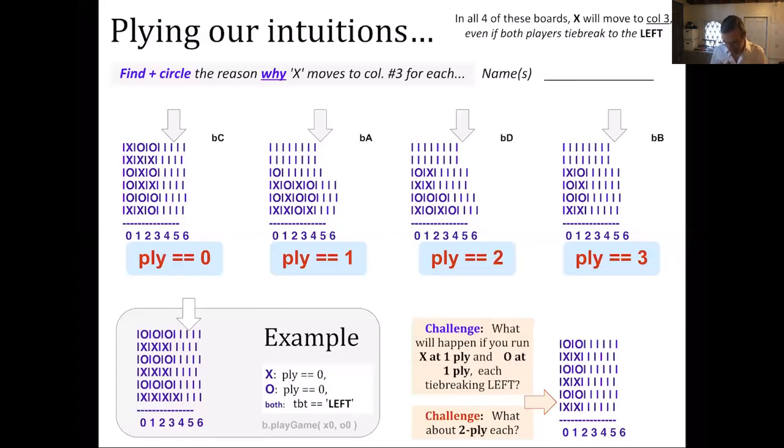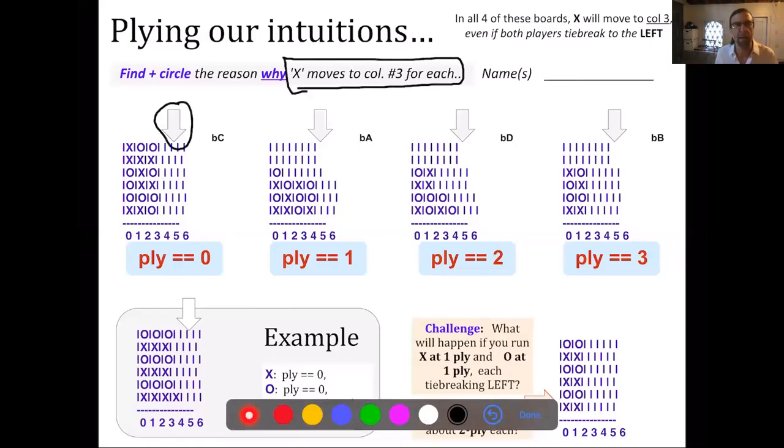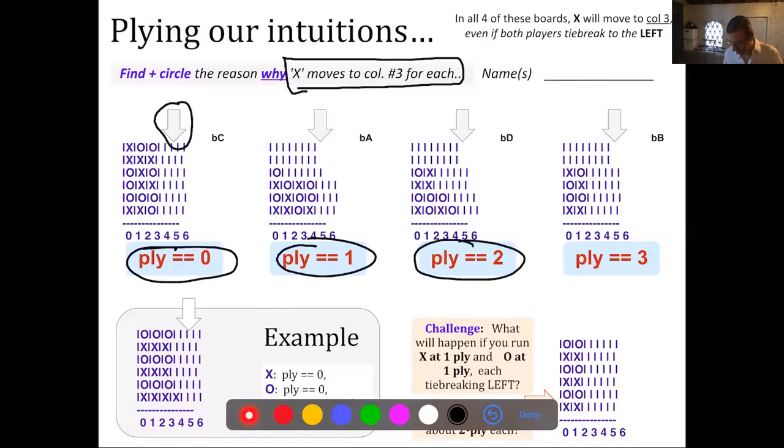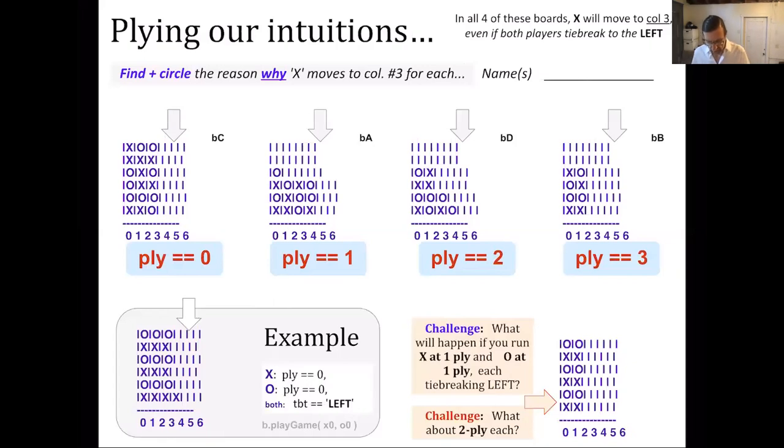What you're supposed to do in this quiz is stare at each of these boards, and you're being told that in every case, X is going to move to column three. But the reason X moves to column three is different in each board. In the first one, X is moving to column three because it's not looking ahead at all. Here it moves to column three because it looks ahead one move. Here it moves to column three because it's looking ahead two moves. So the idea with this quiz is it's more conceptual. I'll give you a couple minutes to stare at it and see for yourself why X moves to column three if it's looking ahead the number of moves indicated there.